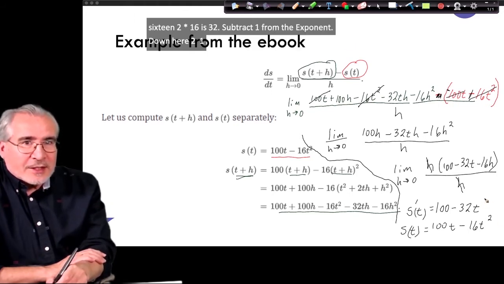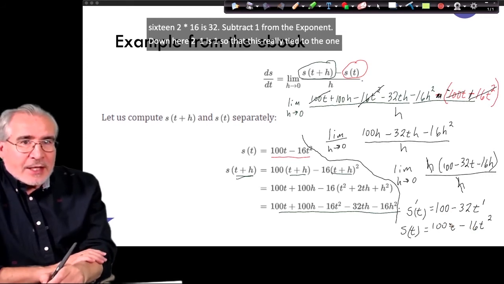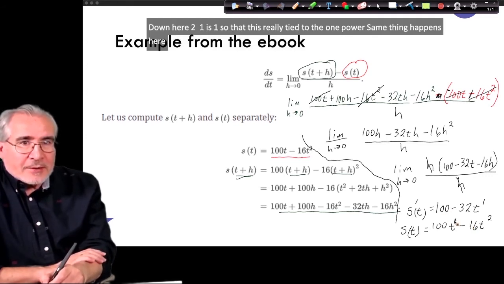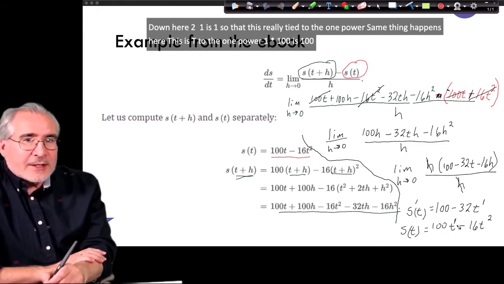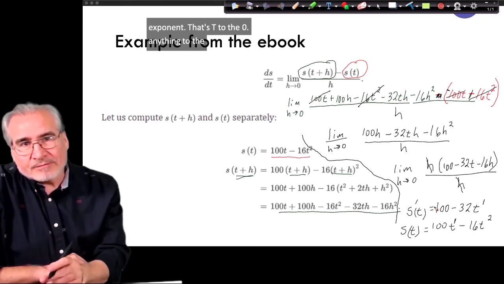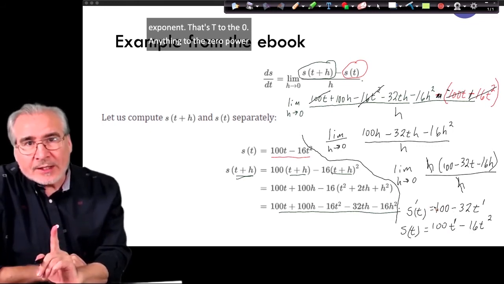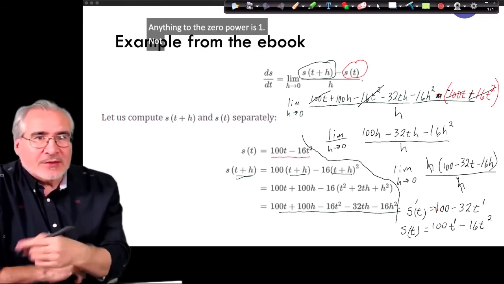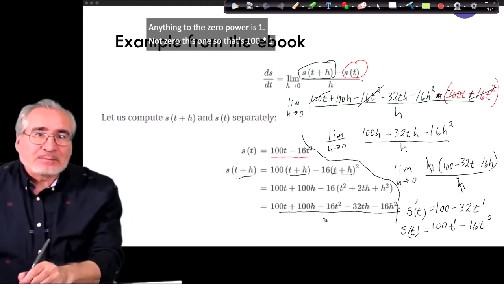So that this is really t to the 1 power. Same thing happens here. This is t to the 1 power. 1 times 100 is 100. Subtract 1 from the exponent, that's t to the 0. Anything to the 0 power is 1. Not 0, it's 1. So that's 100 times 1, which is 100.